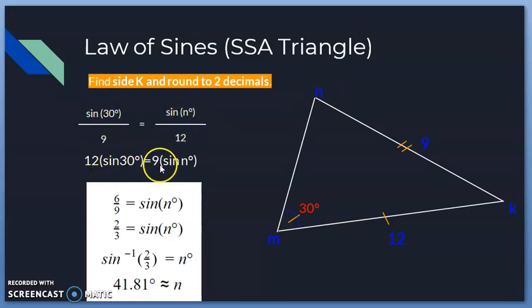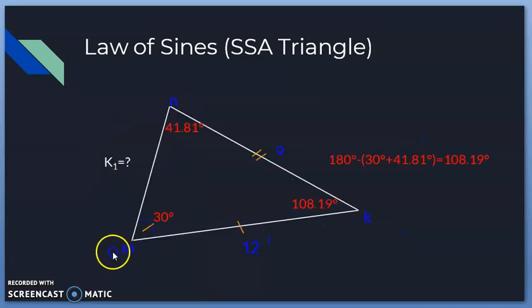12 sine of 30 degrees equals 9 sine of N. Let's simplify this part right here. So the sine of 30 degrees is 1/2, and we're going to multiply that by 12 to get 6. We'll divide both sides by 9. 6/9 simplifies to 2/3, and we're going to set that equal to the sine of N. If we take the inverse sine of both sides, we're able to isolate N. So the inverse sine of 2/3 rounded to 2 decimals is 41.81. So we can now add that to our triangle.